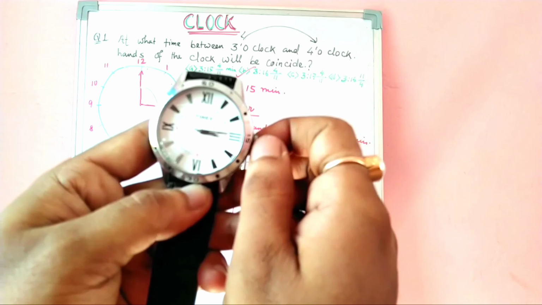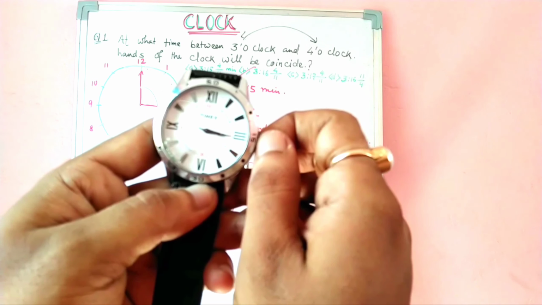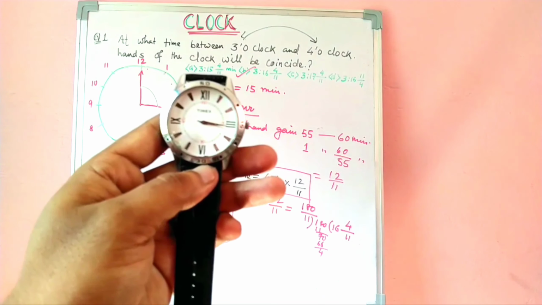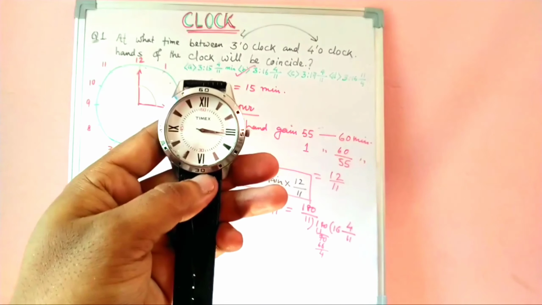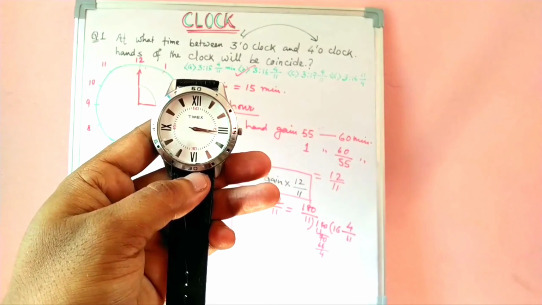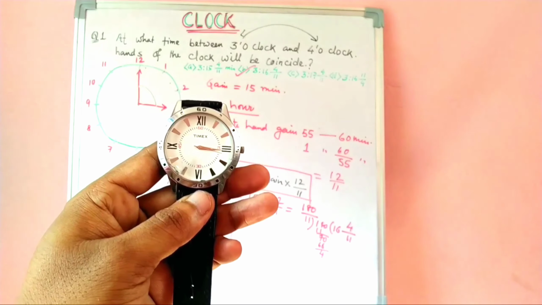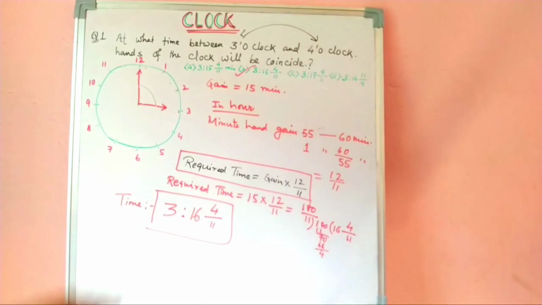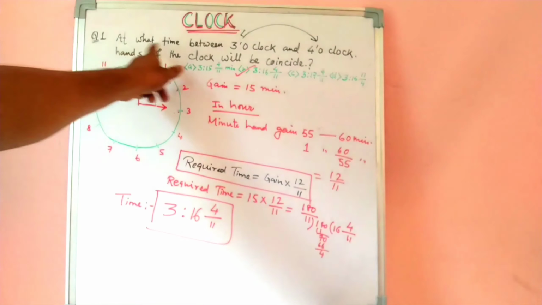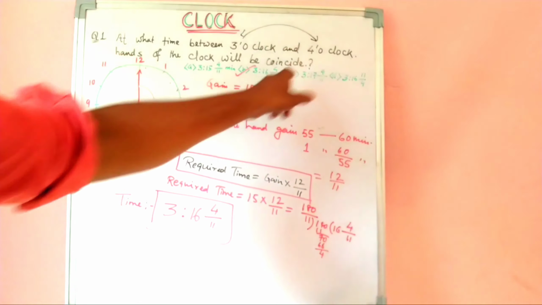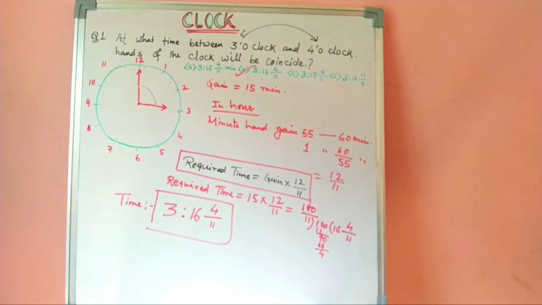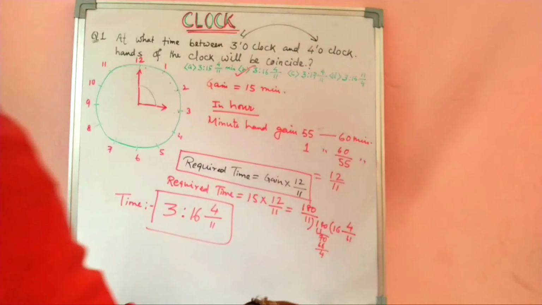This is 3:15, and this is 3:16, and you can see the minute hand and hour hand coincide with each other, right? The minute hand and the hour hand coincide at 3:16. So you can see this is the result. 3:16 में they will coincide with each other. So at what time? The question was between 3 o'clock and 4 o'clock. This is the time where they will coincide with each other. So are you getting my points? Now next.